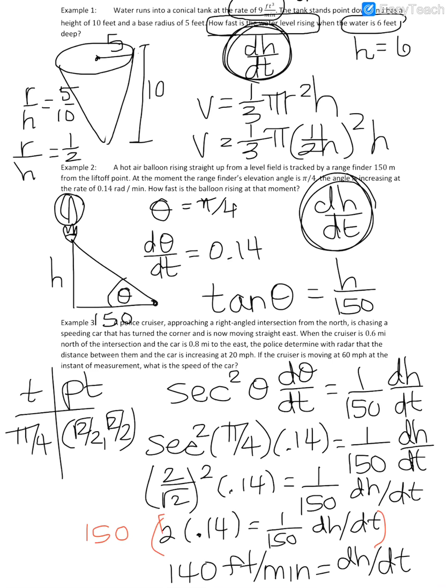Okay, sorry, it's actually 42. I don't know why I thought it was 140. I had that written down. I must have had a mistake there. 42. I was just thinking that seems a little high. 0.28 times 150. Okay, 42 feet per minute.